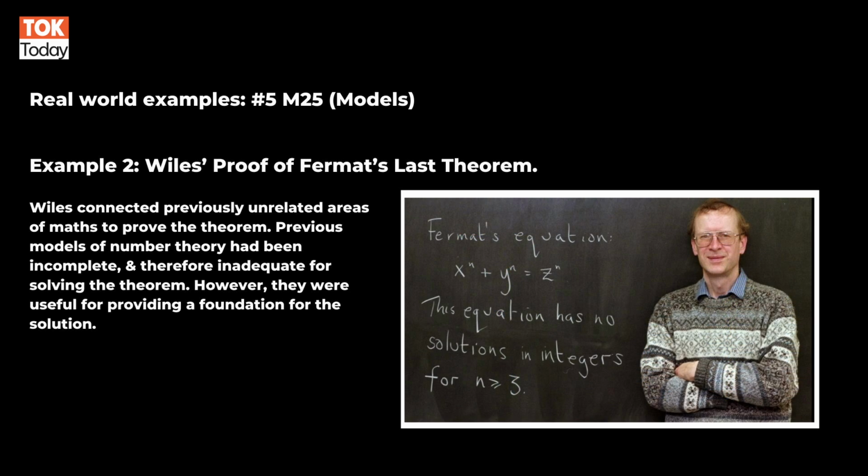Another classic example is Andrew Wiles's proof of Fermat's last theorem. And this theorem was unsolvable for centuries because existing models in number theory couldn't adequately address its complexity. However, Andrew Wiles's proof drew on advancements in mathematical knowledge which connected previously unrelated areas of maths. Now, even though earlier models of understanding numbers were incomplete or wrong in terms of solving this specific problem, they were immensely useful in eventually reaching a solution.